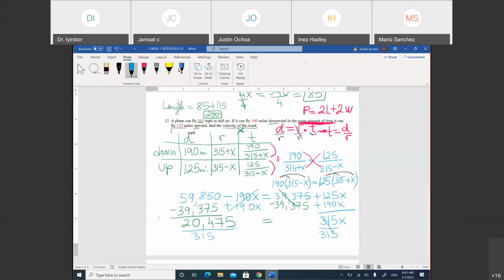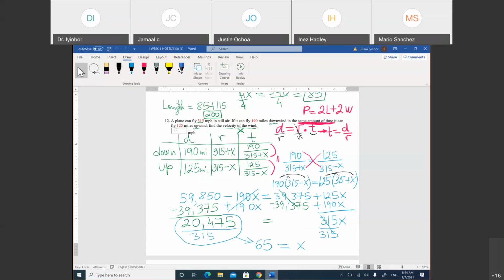We're going to get x equals 20,000 for 75 divided by 315, which is going to give me 65. So when I divide these two numbers, I'm going to get 65. That's how we solve this equation. Let me know if you guys have any questions on this.